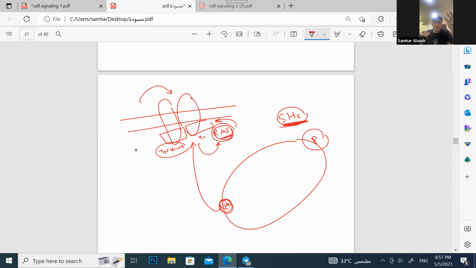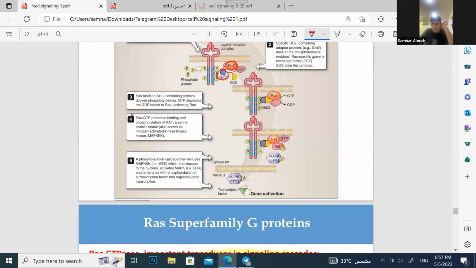So it can't bind. It must use something called an adapter protein. An adapter protein is something that has SH2, goes and gets phosphorylated, and then goes to the Ras and phosphorylates Ras. And that's the GRB2. I know it's very complicated, but we will keep repeating it till you understand.